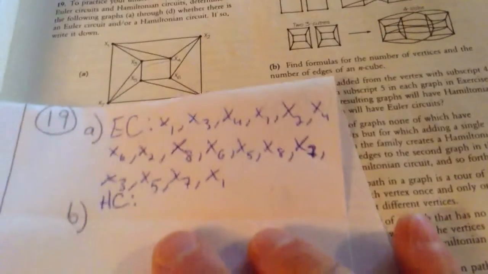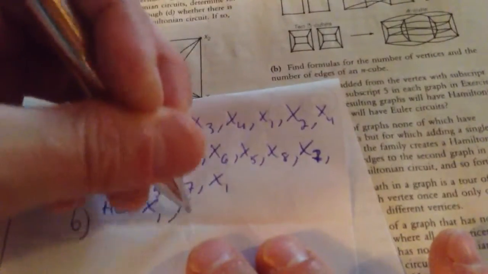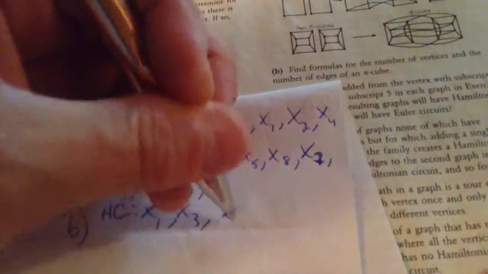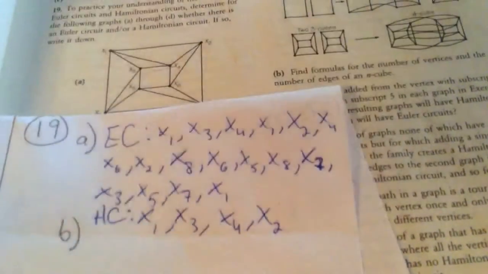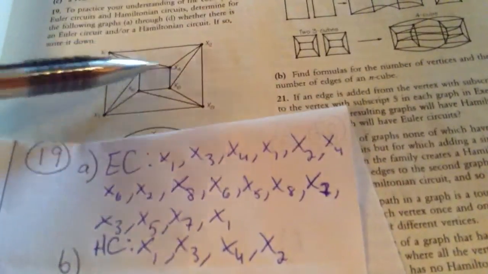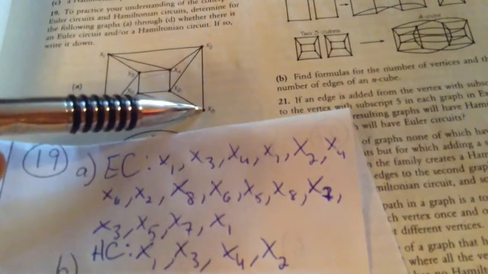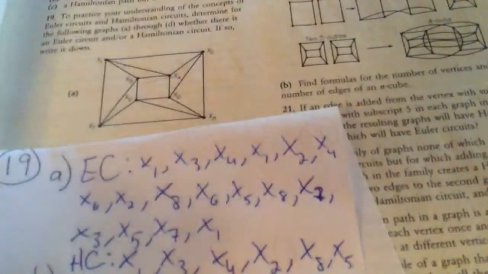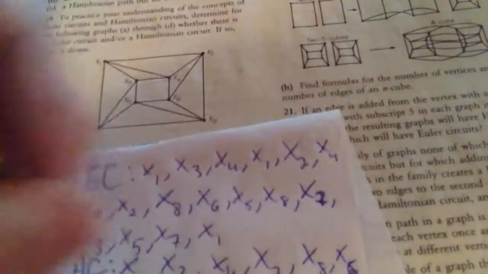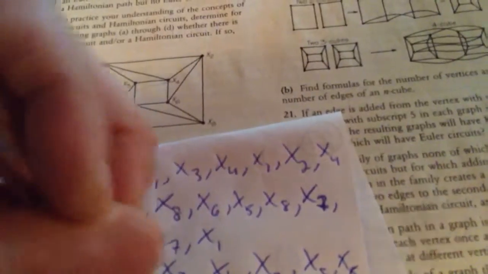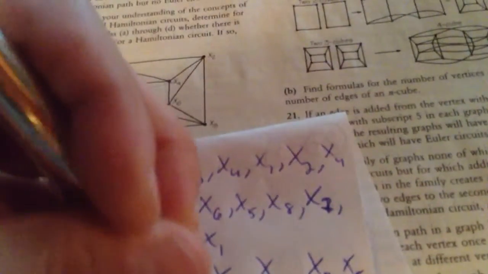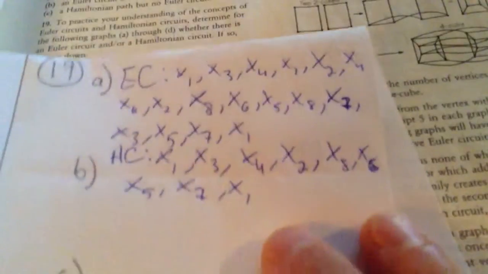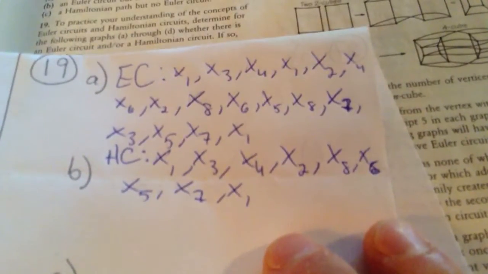I'll just go X1, X3, X4, X2. So I've done this. Now I'm going to go down to X8, X6, X5, X7, and back to X1. And there would be one Hamilton circuit possibility for that graph.